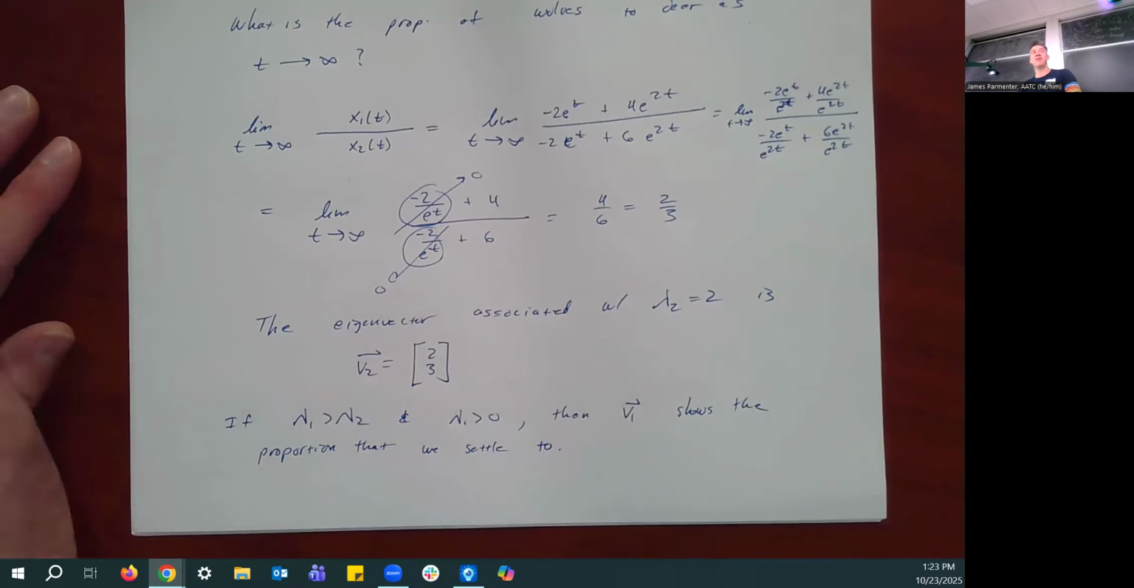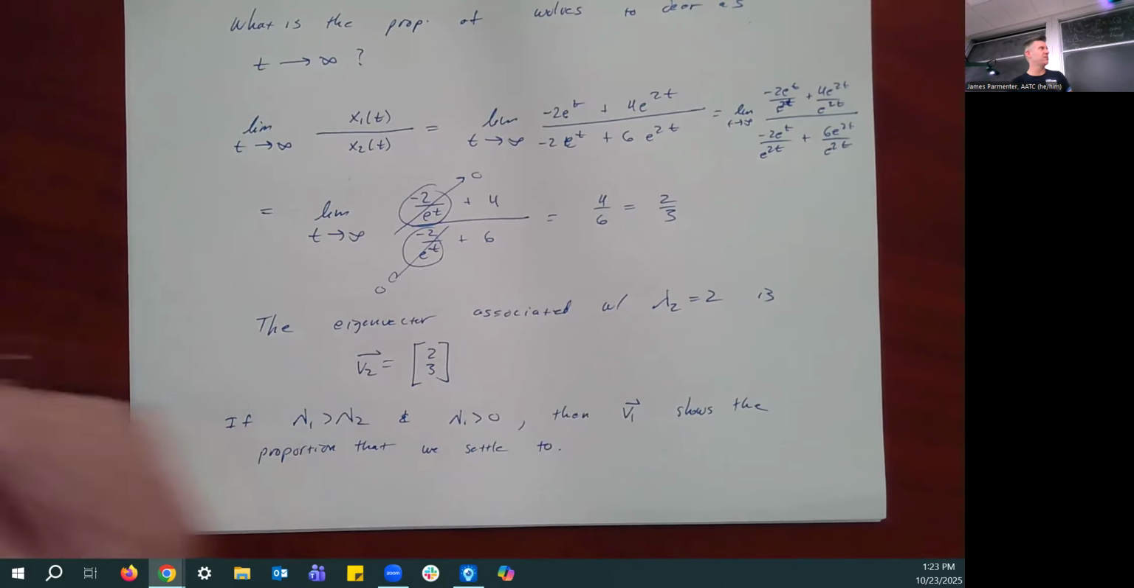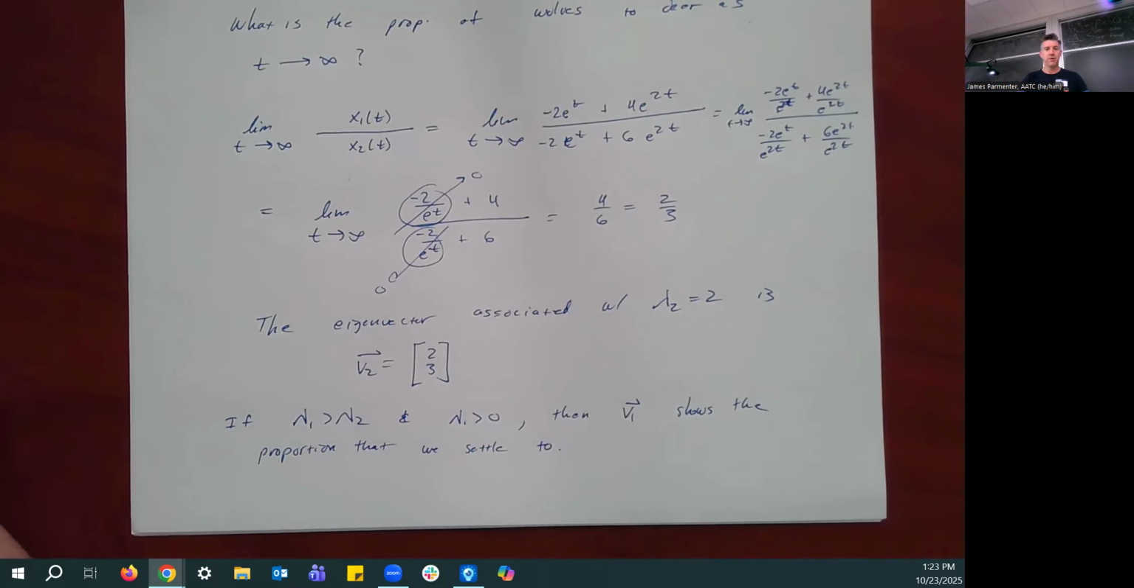And if both lambdas are negative, the populations die out. Let me emphasize that a little bit more. We'll do an example. We have time. No, do we have time? Maybe. Yeah, sure. Yeah, let's look at a real quick example here.